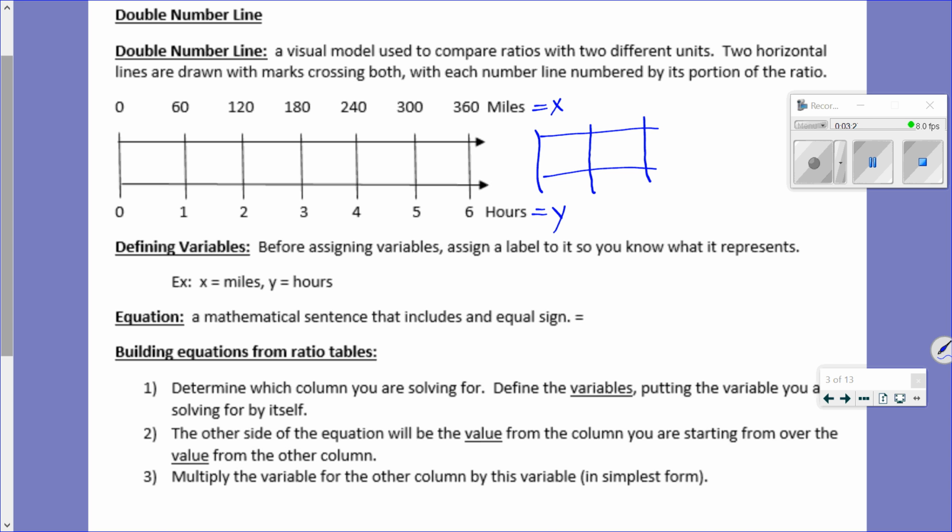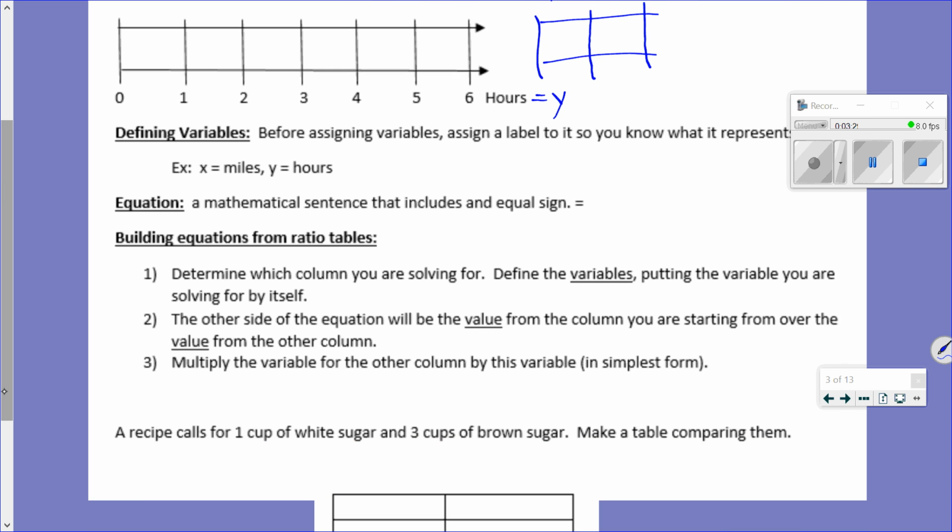Now, to build an equation from our ratio table, and we'll talk about this in our example, the first thing you have to do is determine which column you're solving for. And they're going to tell you in the problem what you're going to solve for. You have to define your variables, so you're going to be using variables to write your equations. Make sure you write down what those variables are. Put the variable you're solving for by itself. That's going to be the first thing you write down.